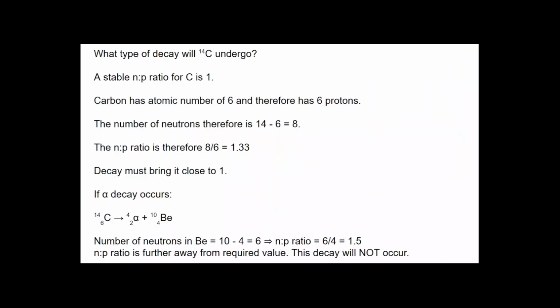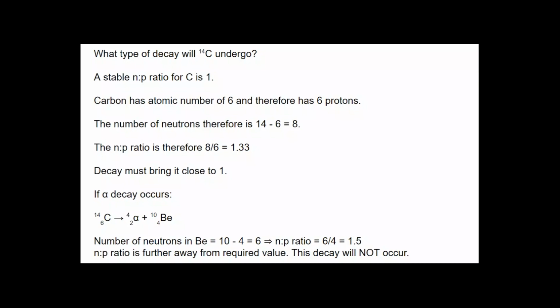So what type of decay will carbon-14 undergo? And we know the stable ratio is 1. Carbon has an atomic number 6 and therefore has 6 protons. And the number of neutrons is 14 minus 6, which becomes 8. And therefore the ratio is 1.33. Decay must bring it close to 1. So if alpha decay occurs, the ratio goes to 1.5. So the ratio is further from the required value, so it will not occur.